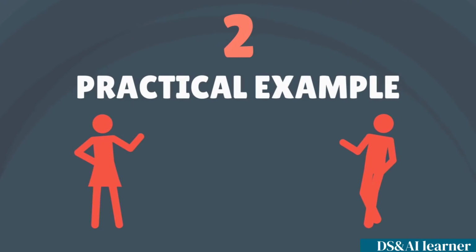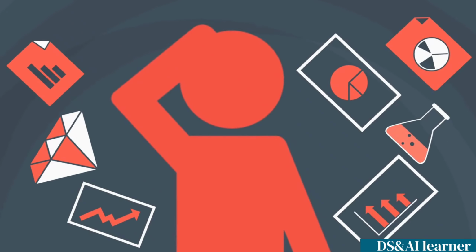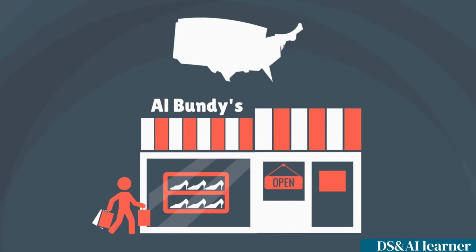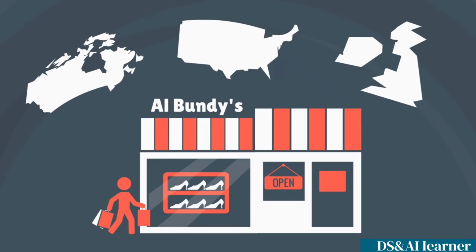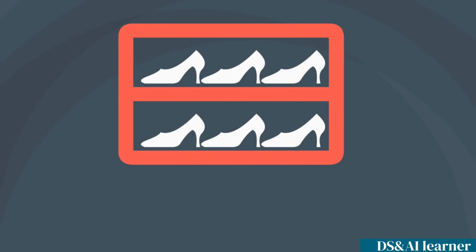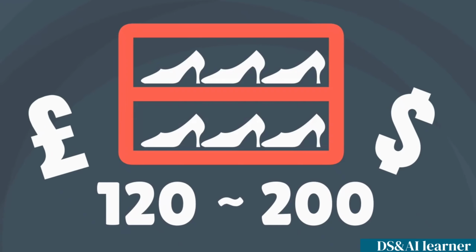Let me introduce you to the topic. You are a data analyst for Al Bundy's shoe shop. Al Bundy's is a US-based company that has been established 30 years ago. Currently, it also operates in Canada, the UK, and Germany. The firm sells mid to high-end shoes ranging from $120 to $200.